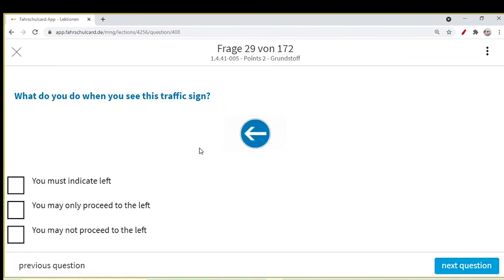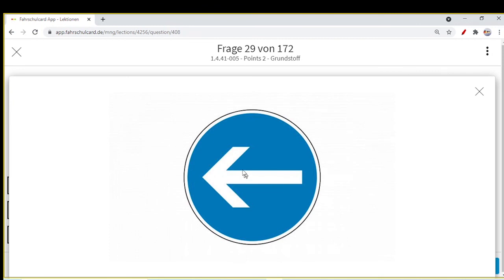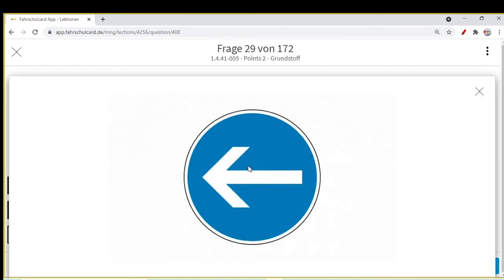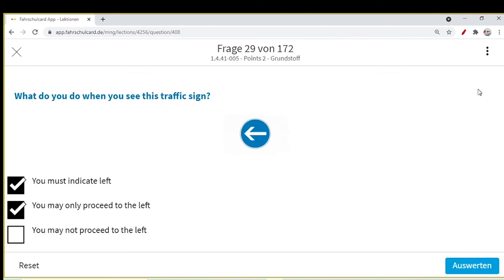Next question is, what do you do when you see this traffic sign? Whenever you see this traffic sign, it's left, blue color, that means it allows you to take a left turn. So you must indicate left when you're taking a left turn for sure. You may only proceed to the left. Yes, it is only giving you the arrow towards the left, so you can only proceed to the left.